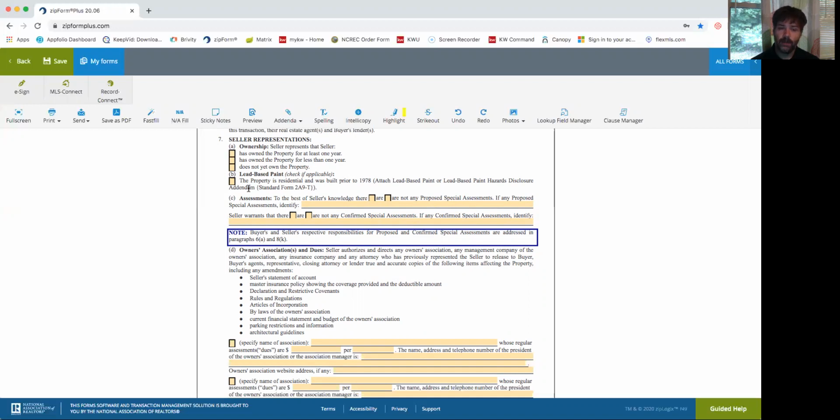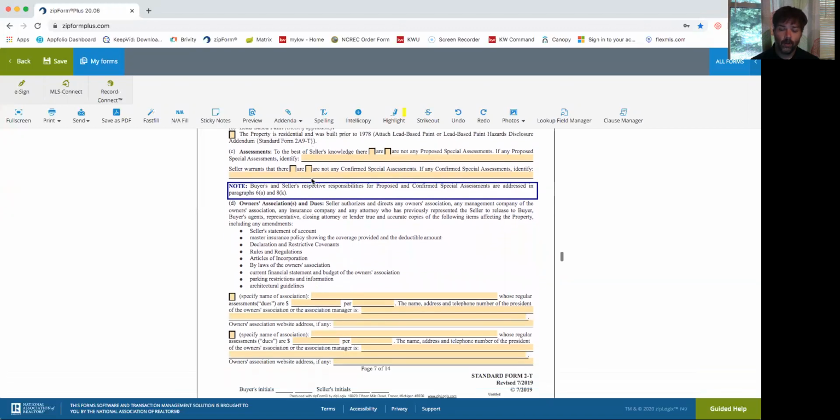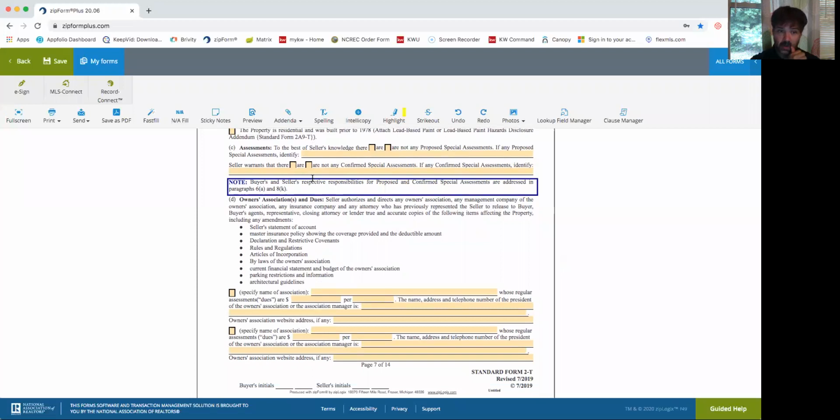If we have a lead-based paint addendum, then that needs to be included. We would check this box. Any properties built prior to 1978 would have that lead-based paint disclosure.